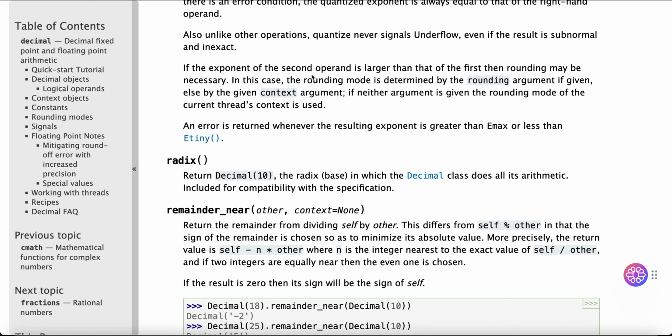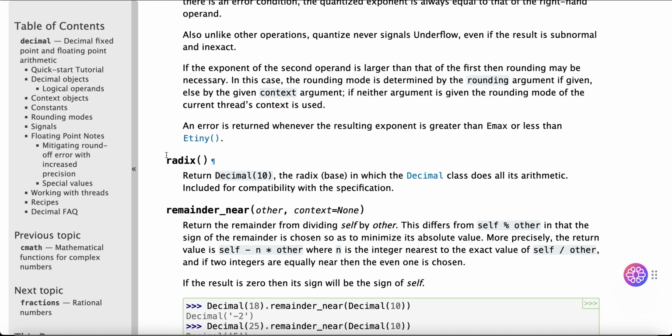If the exponent of the second operand is larger than that of the first, then rounding may be necessary. In this case, the rounding mode is determined by the rounding argument if given, else by the given context argument. If neither argument is given, the rounding mode of the current thread's context is used. An error is returned whenever the resulting exponent is greater than Emax or less than Etiny.